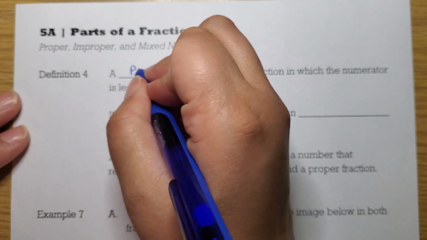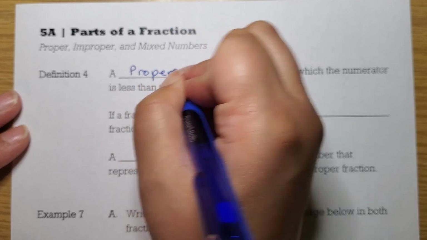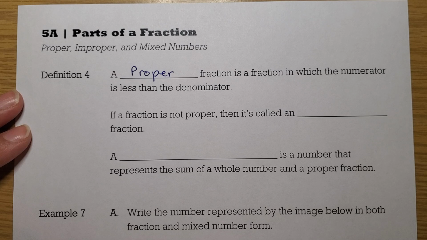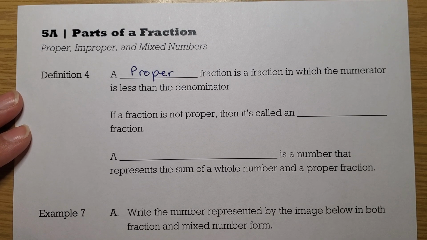A proper fraction is a fraction in which the numerator is less than the denominator. A proper fraction is a fraction that's less than 1. It's when you don't eat the entire candy bar. You are very nice and proper, and you leave some for your younger sibling. It might not be very much, but you have nice proper manners there.